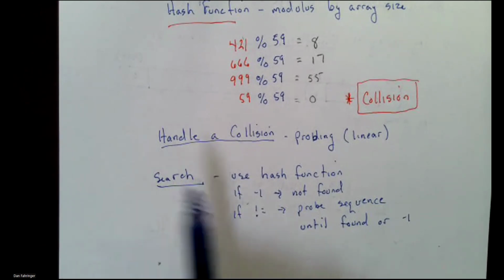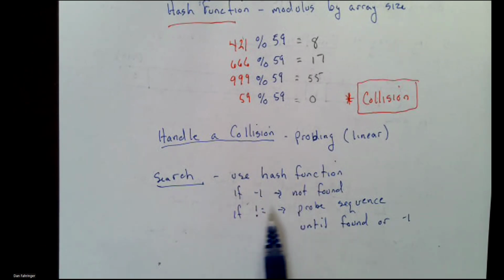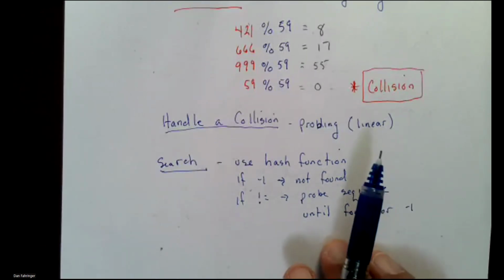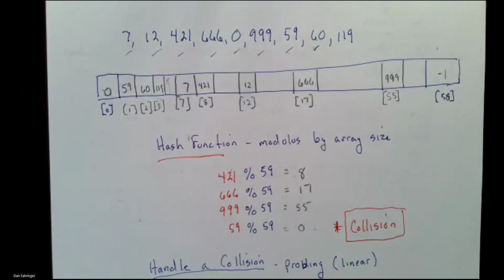Cool. If I land there and it's a -1, it's not found. And if it's found, great. If it's not found, I do my probe sequence until it's found or -1. I'm starting to look at code of a while loop, some sort, to find it or not find it. Great. Questions? Happy so far?